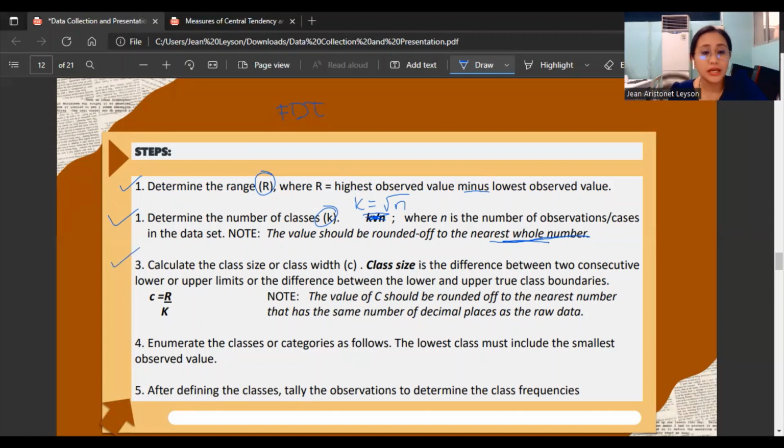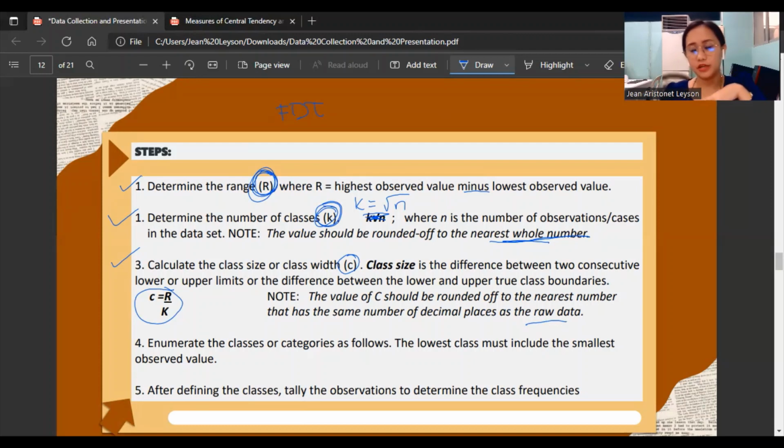Third step is calculate the class size or class width denoted by C. So class size is the difference between two consecutive lower or upper limits, or the difference between the lower and the upper true class boundaries. So for the formula, we have C is equal to R, which is our range earlier, divided by K, which is the number of classes. Take note, the value of C should be rounded up to the nearest number that has the same number of decimal places as the raw data. So you will understand that later on.